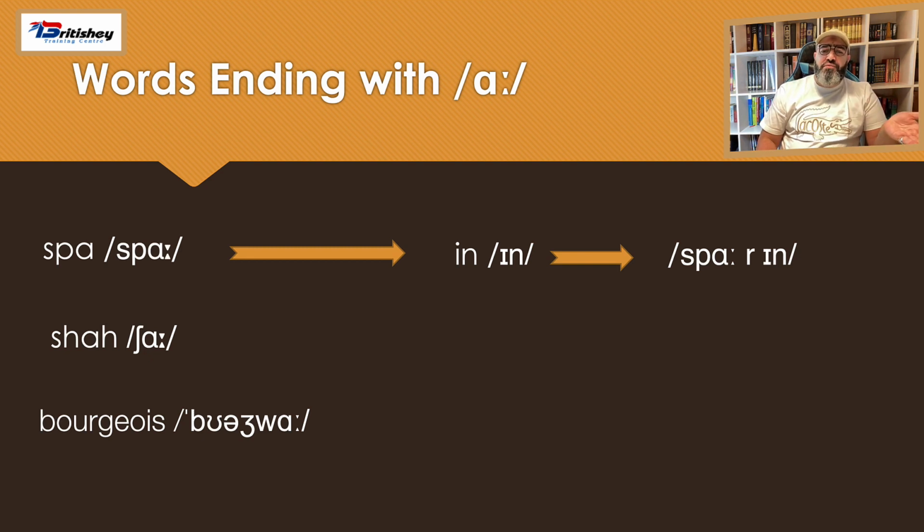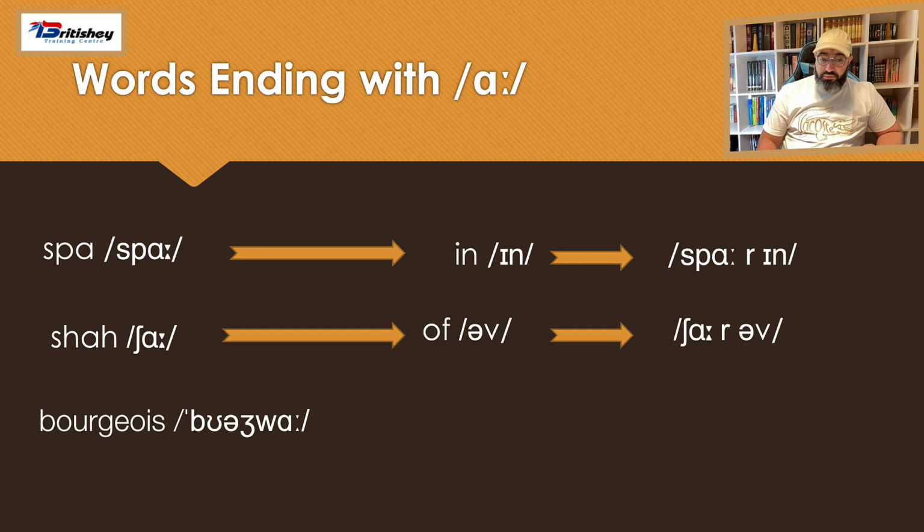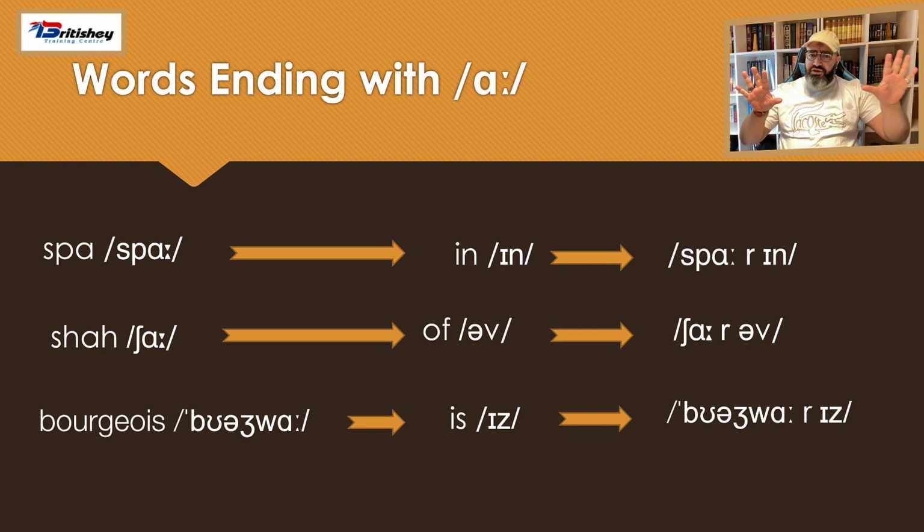Now what about schwa? And we want to add of. But instead of saying schwa of, we say sharov. Sharov. Lovely. Now let's go to bourgeois. And let's say we want to add is. So we're not going to say bourgeois is. No, we're going to say bourgeois is. And again, as we said, this is very common in the British accent and the Australian accent. Now let's go and see some examples from the British accent.